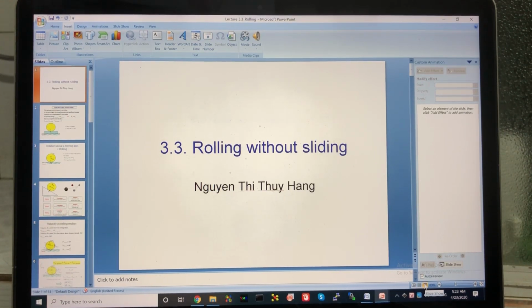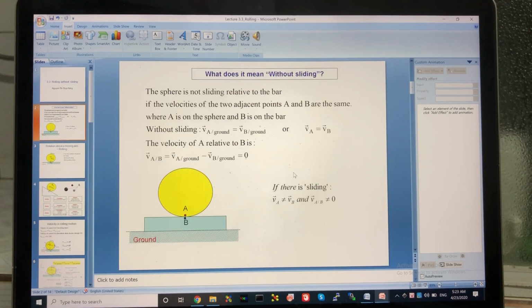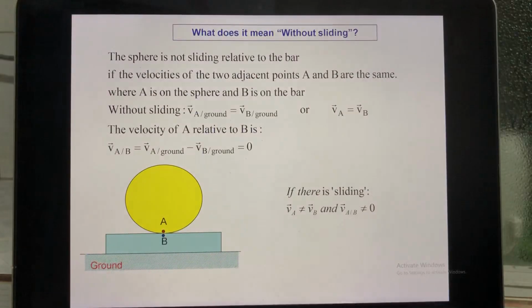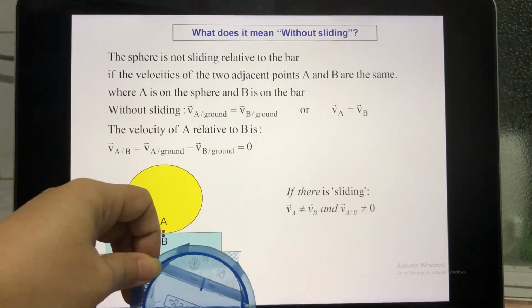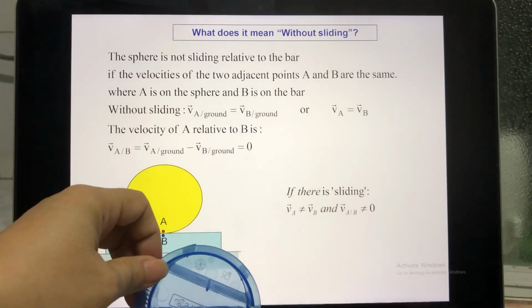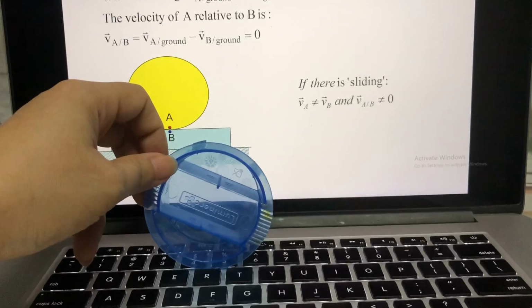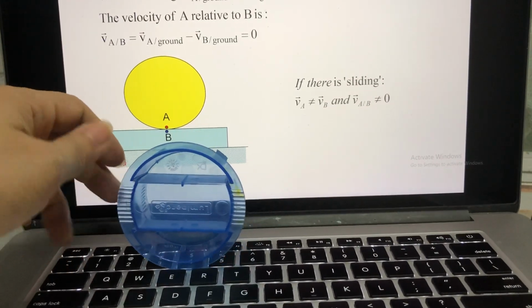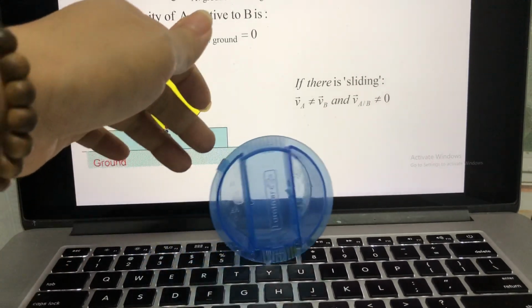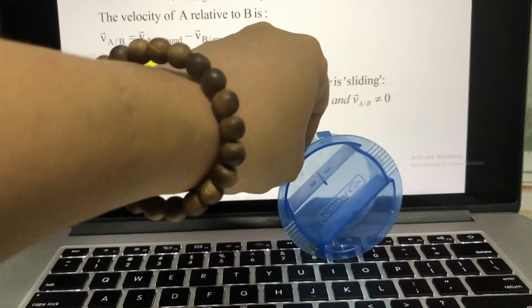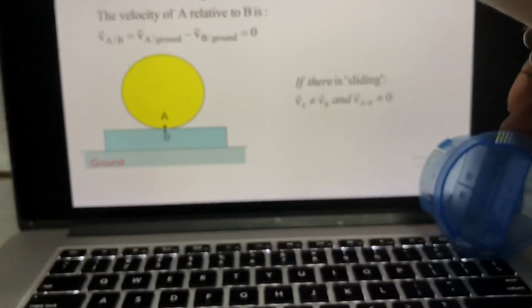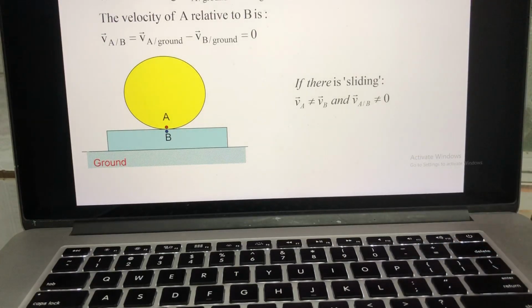In this video, I will talk about rolling without sliding. Firstly, let me give you an example of rolling without sliding, okay? Suppose that I have an object like this and I make it roll. If it rolls like this, we call it rolling without sliding.